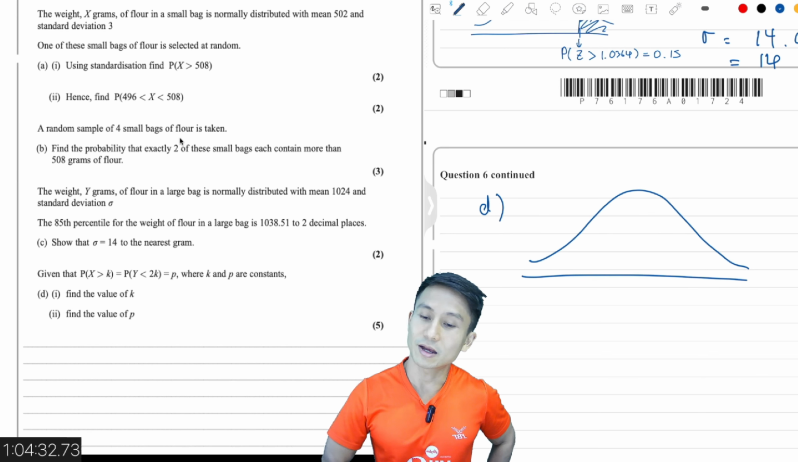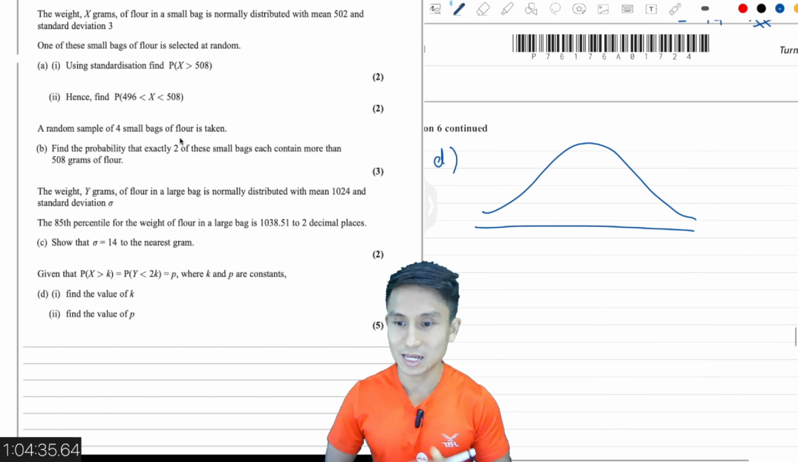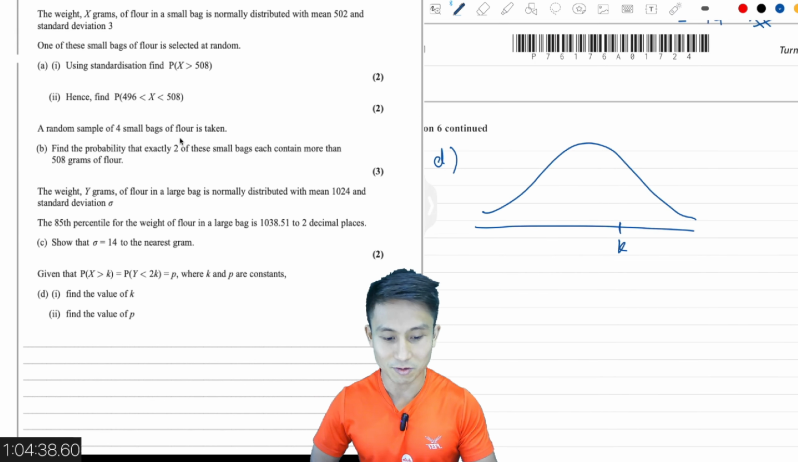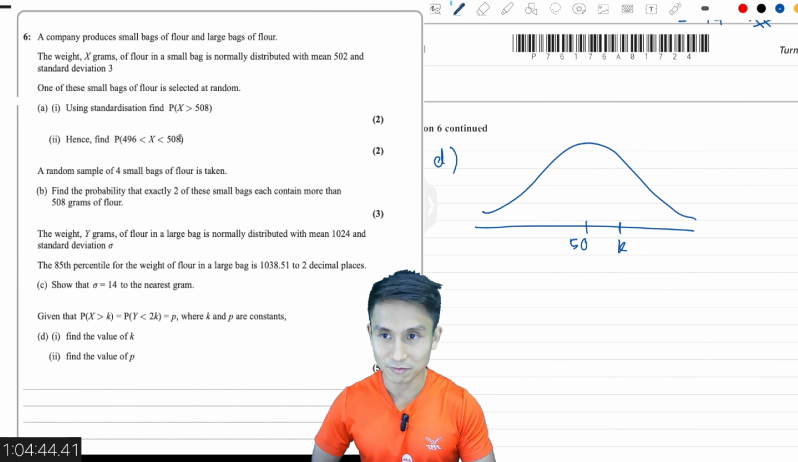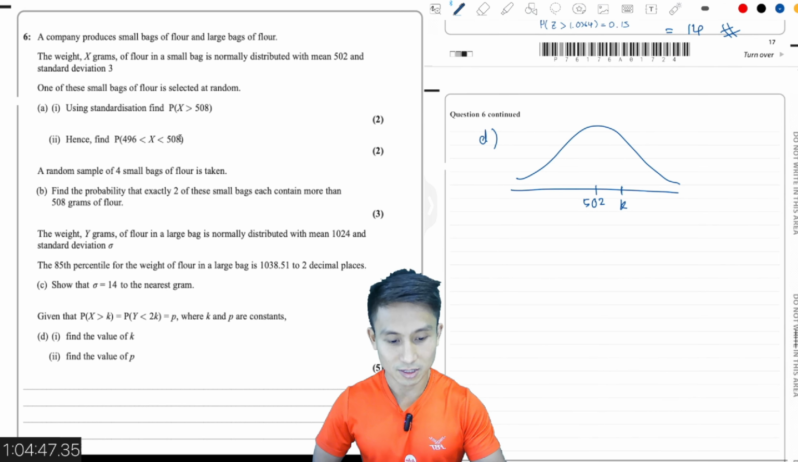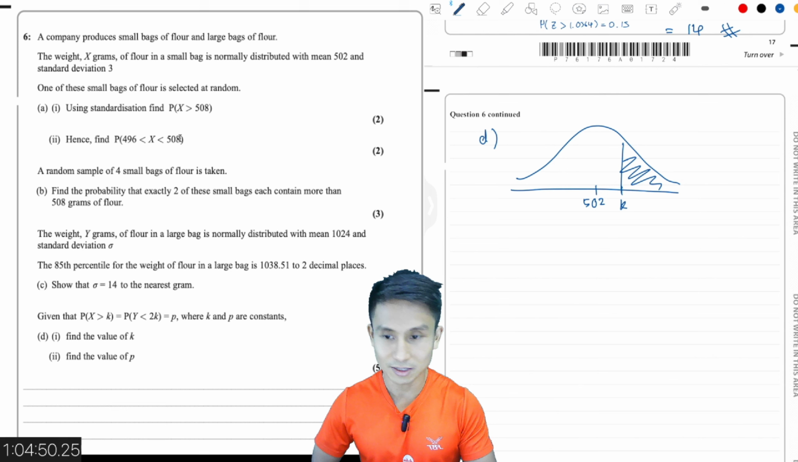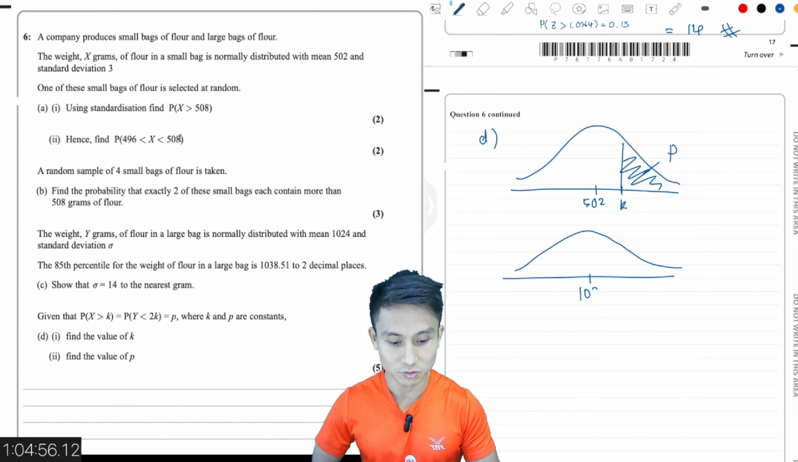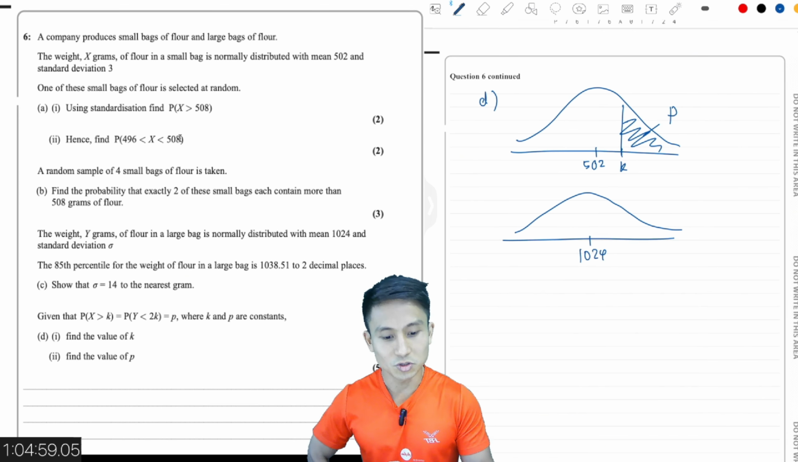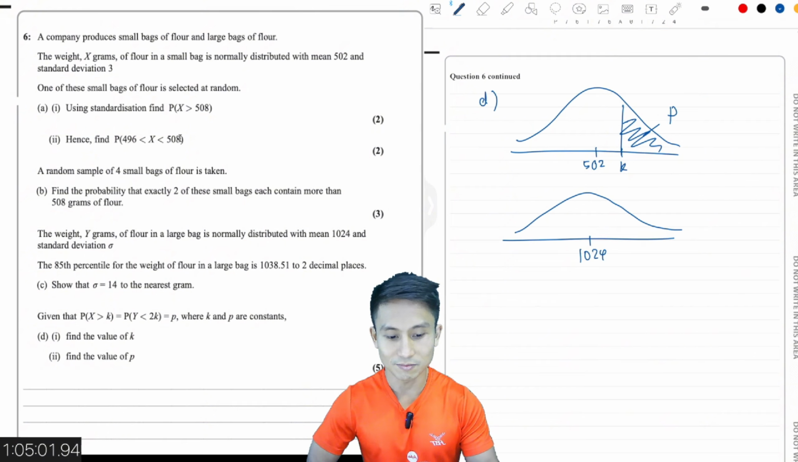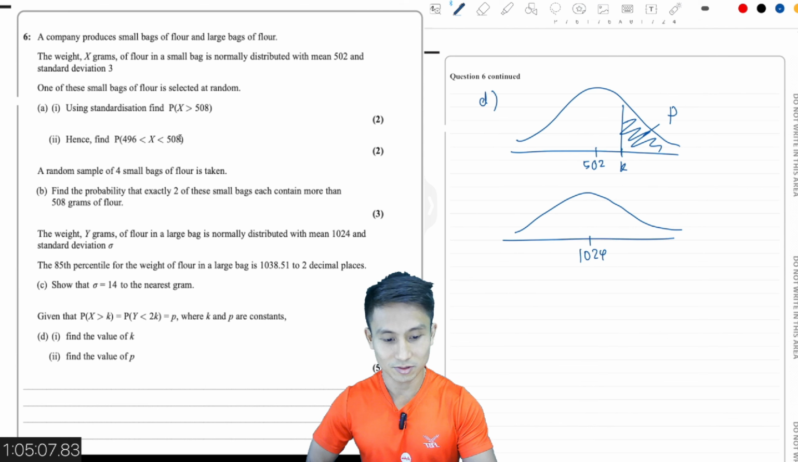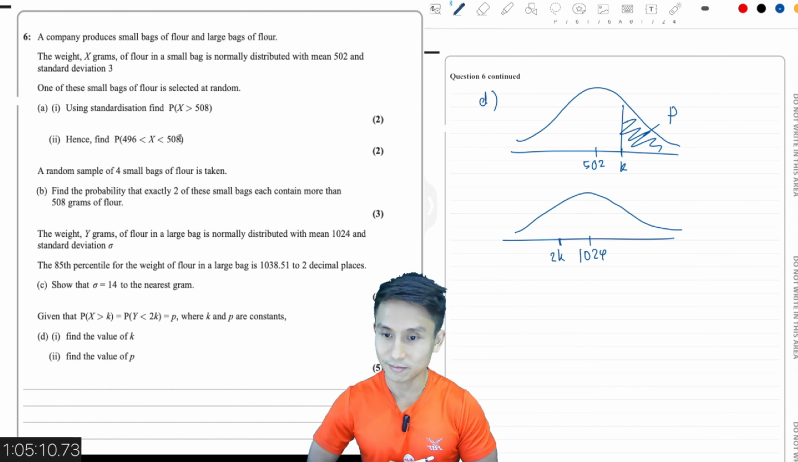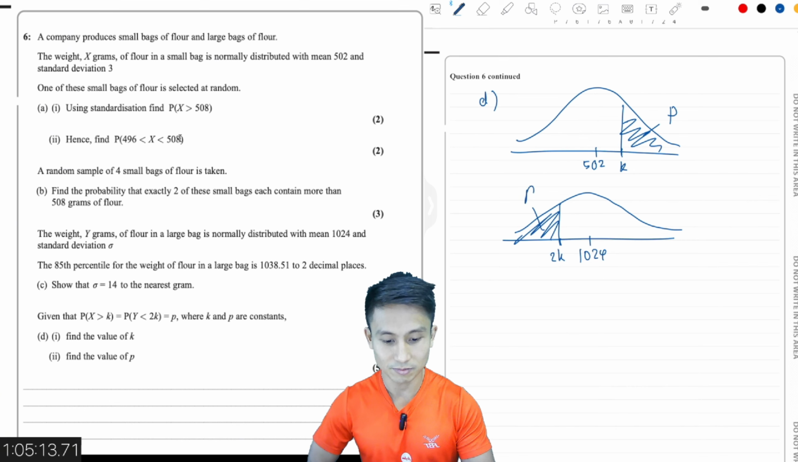Okay. So it's going to be something like, I don't know, maybe I'm just going to make k around here, yeah? Which is assumingly greater than the mean of the small bag, 502. Yeah, so that's k there. So greater than k is this. Yeah, this is p. And the large bag, right, has the mean of 1024. So 2k is probably greater than that. So we're going to assume that it's going to be like that, 2k. Oh, hang on. Then it should be around here, I think. Yeah, 2k less than y, so it's this area.